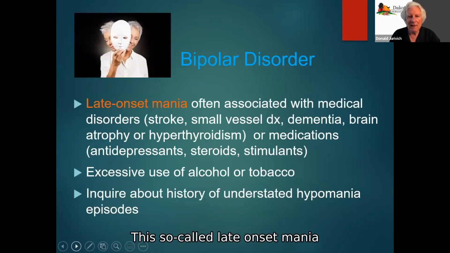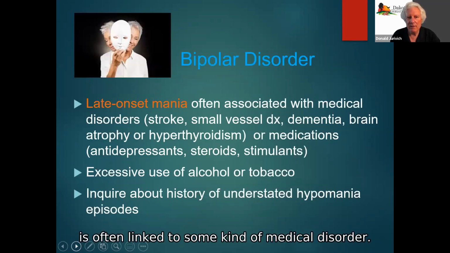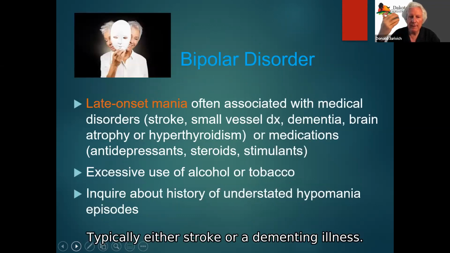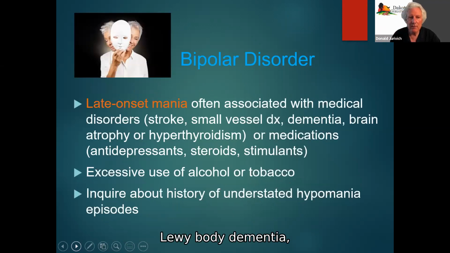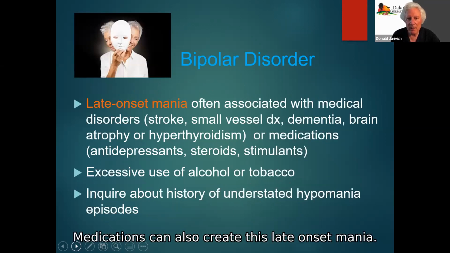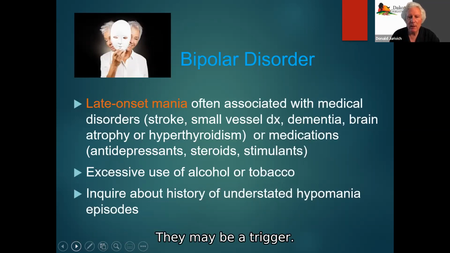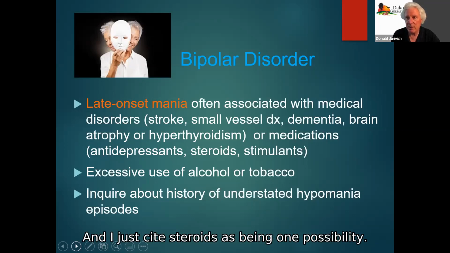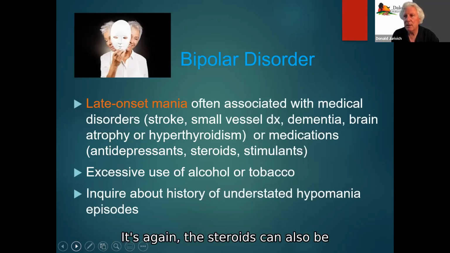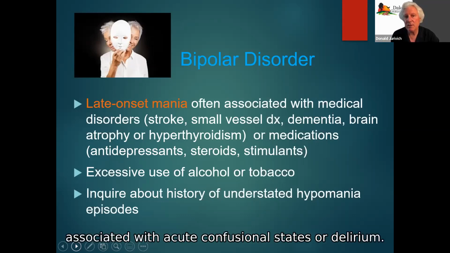So this so-called late onset mania is often linked to some kind of medical disorder, typically either a stroke or a dementing illness, Lewy body dementia, or interestingly, an overactive thyroid. And medications can also create this late onset mania. They may be a trigger. And I just cite steroids as being one possibility. Usually it's high dose steroids. And again, the steroids can also be associated with acute confusional states or delirium.